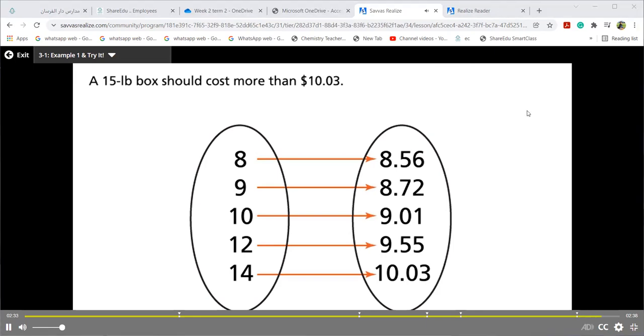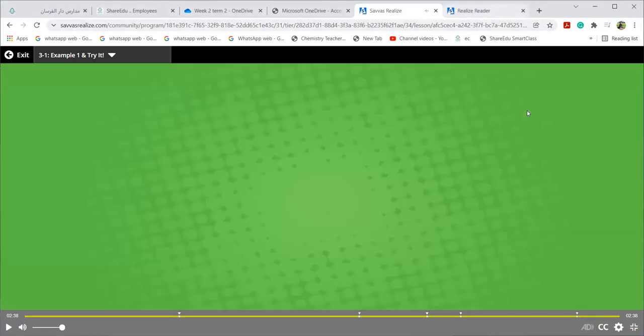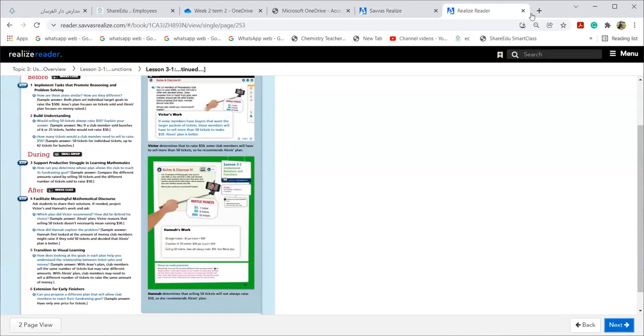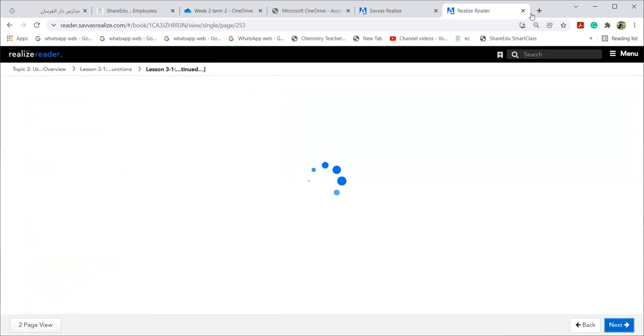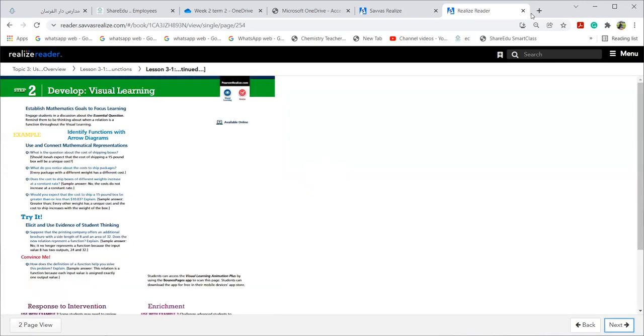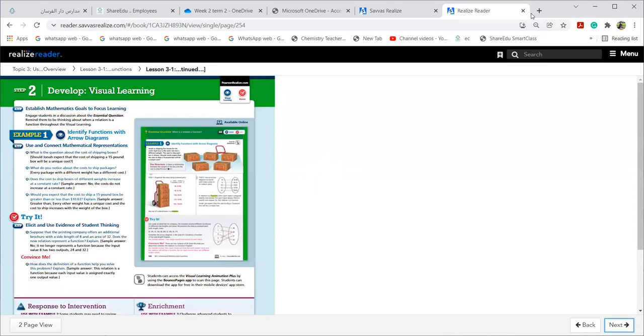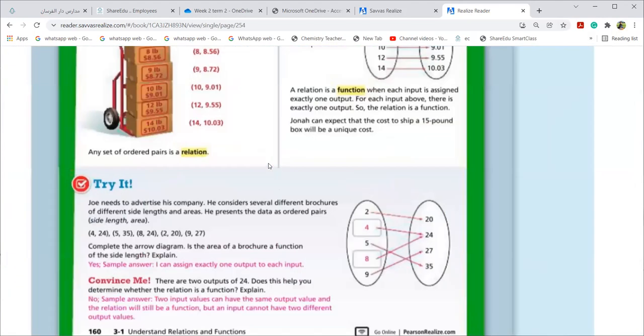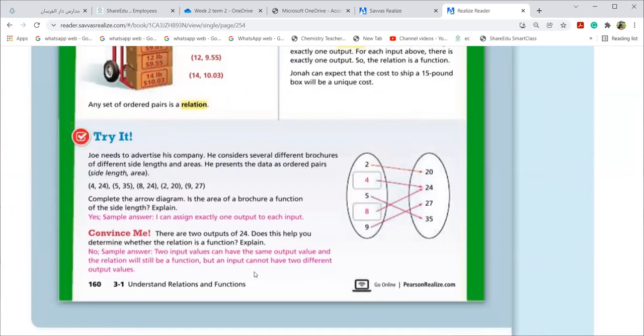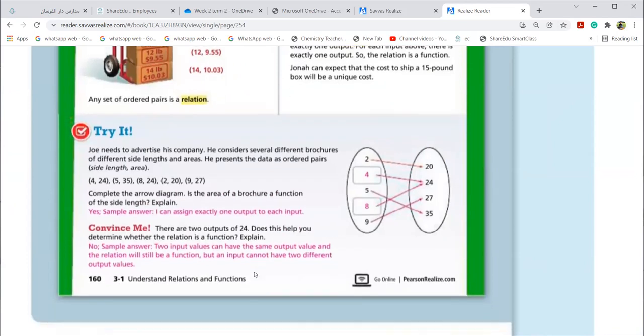Now you know how to use an arrow diagram to decide whether a relation is a function. Okay, now we are done with this. I will directly go to the textbook. I don't know whether you can see or not. If not, I will just go to the student edition. Is this clear or no? Let me go directly. We have not even 10 minutes.